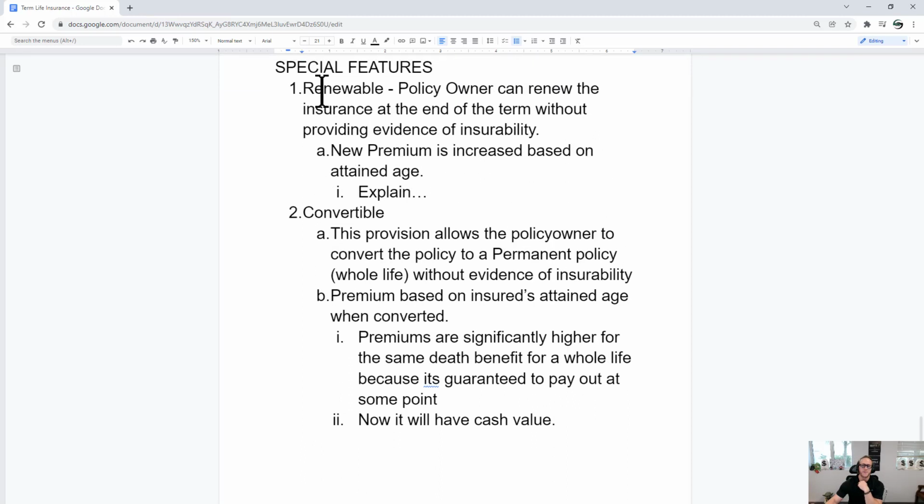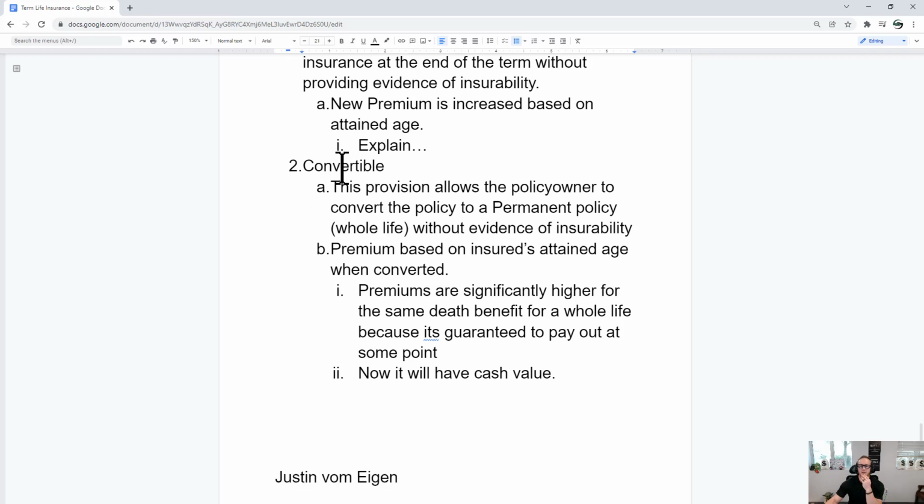And then it's convertible. So that's up to a certain age too. Like after a certain age, they won't allow anyone to renew a term policy. So convertible. This provision allows a policy owner to convert the policy to a permanent policy or whole life without evidence of insurability. So if they have a term policy that's convertible, they say, hey, we can convert this term to a whole life, and I don't have to show them that I'm still insurable.